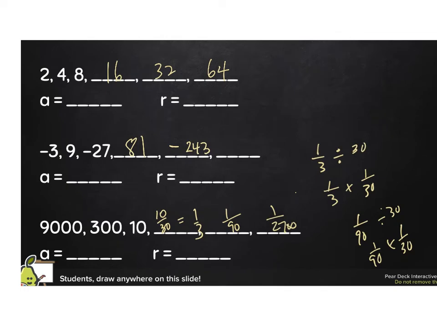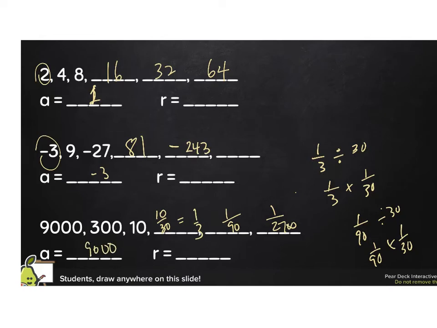Alright, now going back to the top, we're going to talk about what A and R is. Well, A is the same thing that it was for the arithmetic sequences, but now we're in geometric, and it's the first term. So the first term in the first one would be 2. The first term in the second one would be negative 3, and the first term in the third one would be 9,000.